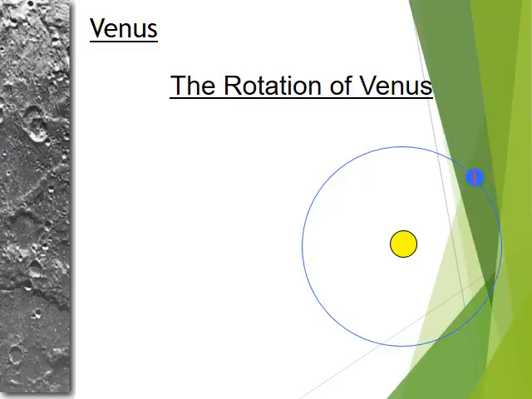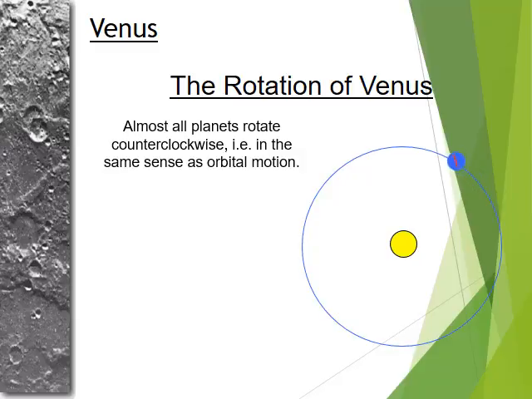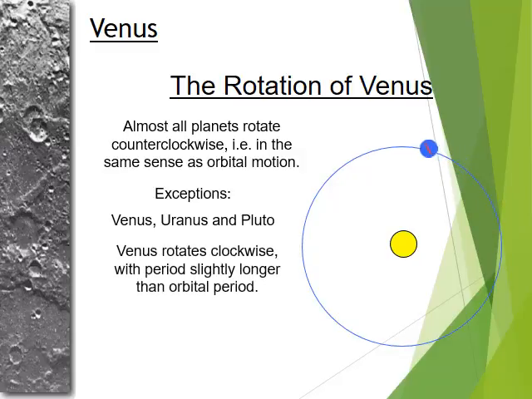Okay, so when we talked about the evidence for the solar nebula hypothesis, one of the key pieces of evidence was the fact that all planets orbit counterclockwise, and the majority of planets rotate counterclockwise. You would expect all planets should rotate counterclockwise. It turns out that most of them do, with the exceptions of Venus, Uranus, and Pluto.